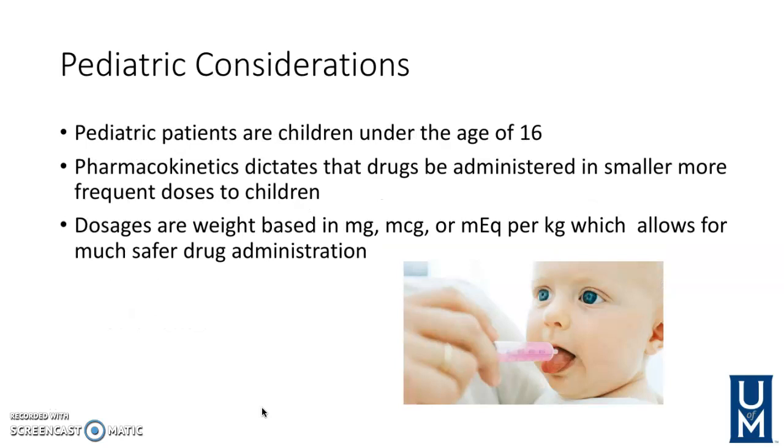Pediatrics. Our pediatric patients are a little bit different here. And remember, we're talking about those under the age of 16. So when we're talking about drug dosage for these pediatric populations, they are based on weight. Dosages are often calculated in milligrams, micrograms, or milliequivalents per kilogram. This allows for much safer drug administration. And more often than not, pediatric patients are getting much smaller doses, but they may be more frequent in nature.